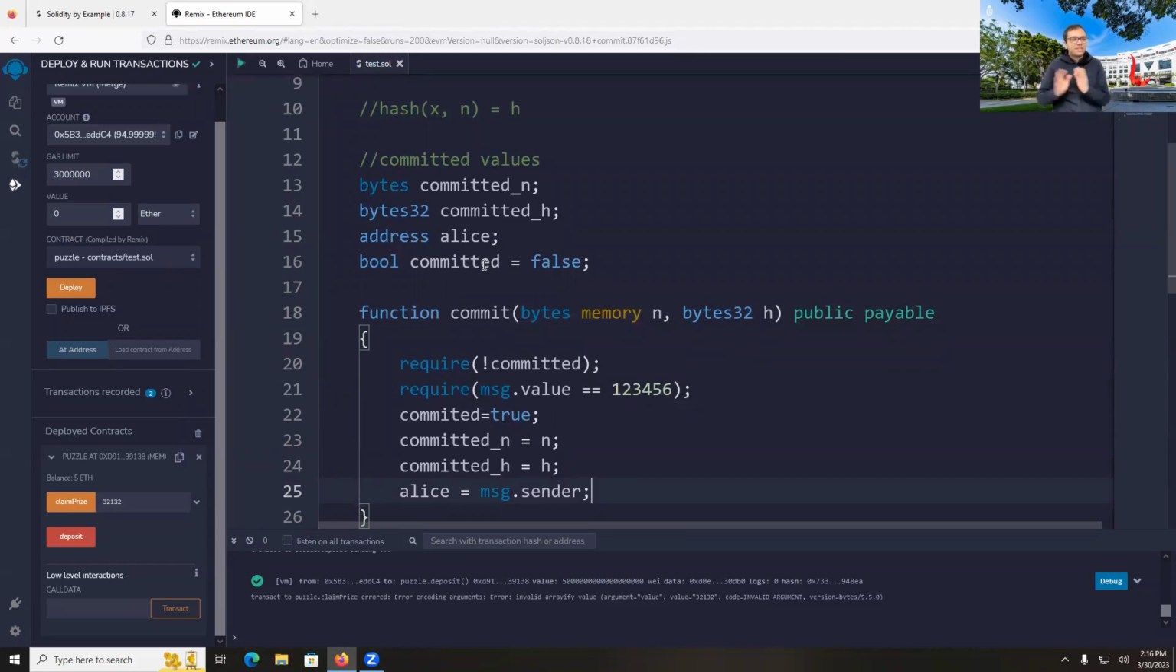So that the miner just loses the money. So that's one solution here.